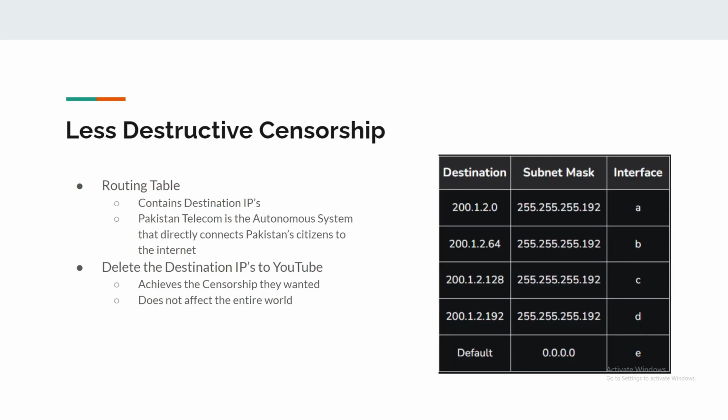A less destructive way of doing this would have been, because they only want to affect the users of their autonomous system, they should have just deleted YouTube's IP destination from their routing table. What this would have done is it would have simply not directed anyone to YouTube. It would have done what they wanted it to do. It would have denied their users from accessing YouTube, and it wouldn't have affected anyone outside of their autonomous system.